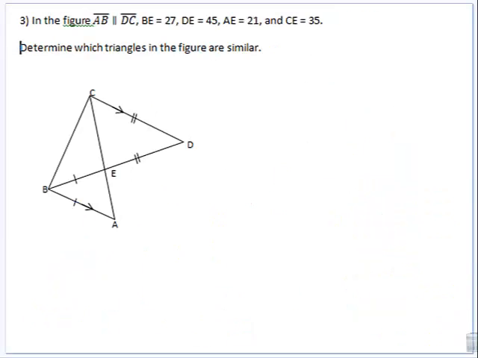So here's our diagram this time. In our diagram, AB is parallel to DC. And then we are also told here that BE is 27, DE is 45, AE is 21, and CE is 35. We want to decide what triangles are similar.